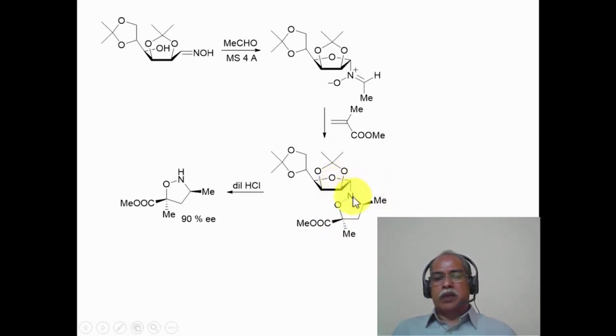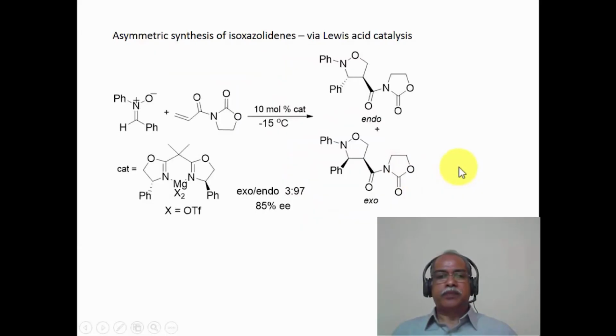This cycloadduct is actually an iminol, which is what undergoes the hydrolysis to produce the isoxazolidine ring in a 90% enantioselective manner, because the starting material is chiral in nature. This is a sugar derivative, so whatever chiral center is produced is enantioselectively produced. So this is an example of a first generation asymmetric transformation where you start with an enantiomerically pure starting material producing the enantiomerically pure product after the cycloaddition reaction is over.